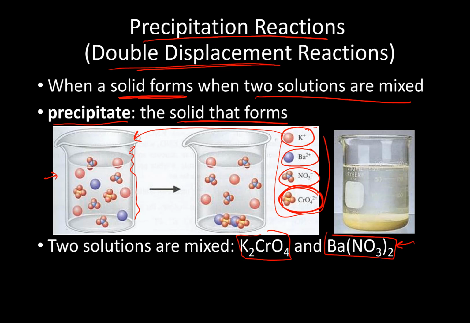So you've got this chromate ion being part of this new solid, this ionic compound that's formed, and then you've got the barium ion here as part of this ionic compound. So this is a solid that's starting to form on the bottom of this beaker, and in reality this is what it looks like. You can see this barium chromate forming on the bottom of the beaker.